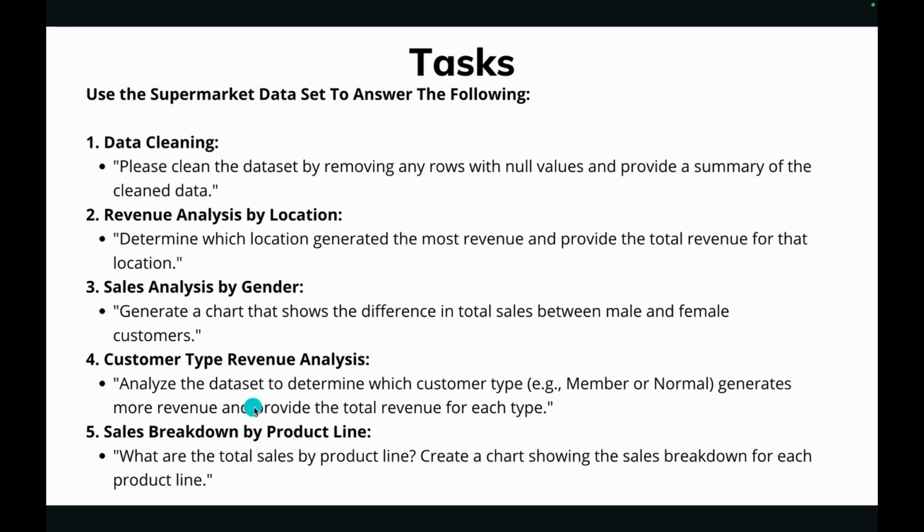Next one, analyze the data set to determine which customer type, was it member or normal, generates the most revenue and provide the total revenue for each of those types. And lastly, what is the total sales by product line? Create a chart showing the sales breakdown for each product line.